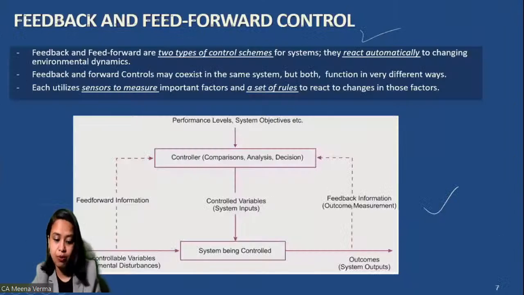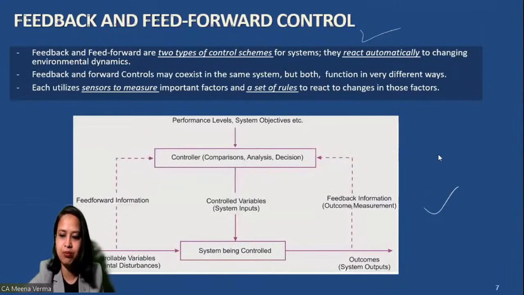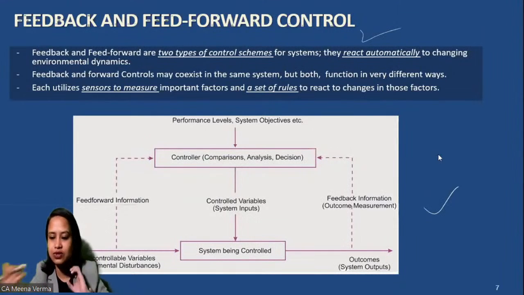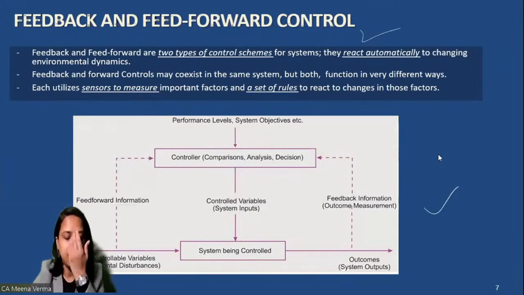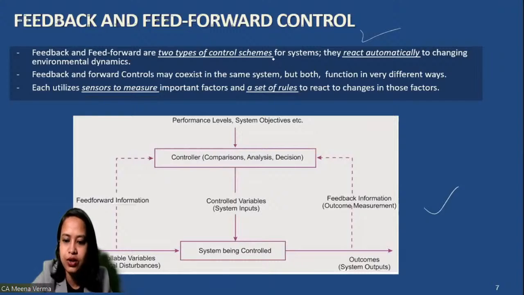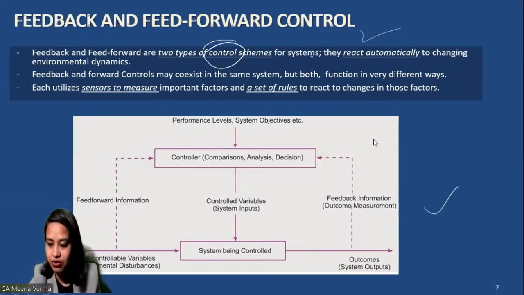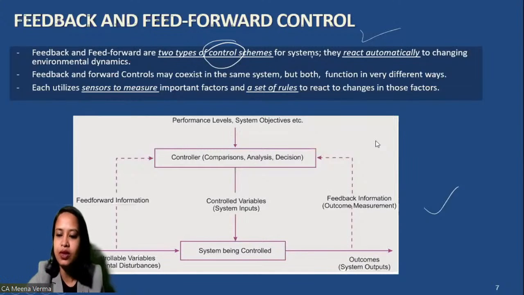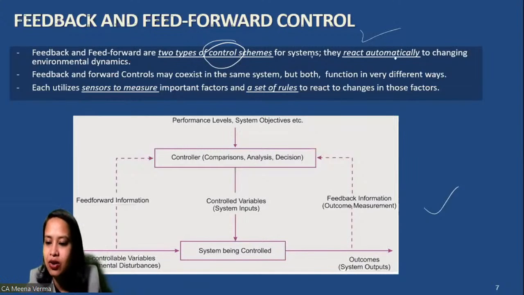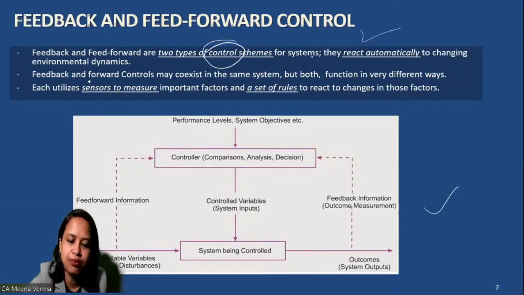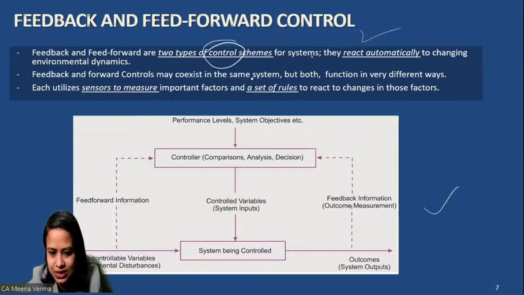Now let us read the topic which we have in our book, so that we can learn the language of the book. Now feedback and feed forward control are two types of control scheme for a system. So both are control schemes, controlling the cost of the business organization, not reducing the cost. They react automatically to changing environmental dynamics. Feedback and feed forward control may coexist in the same system.